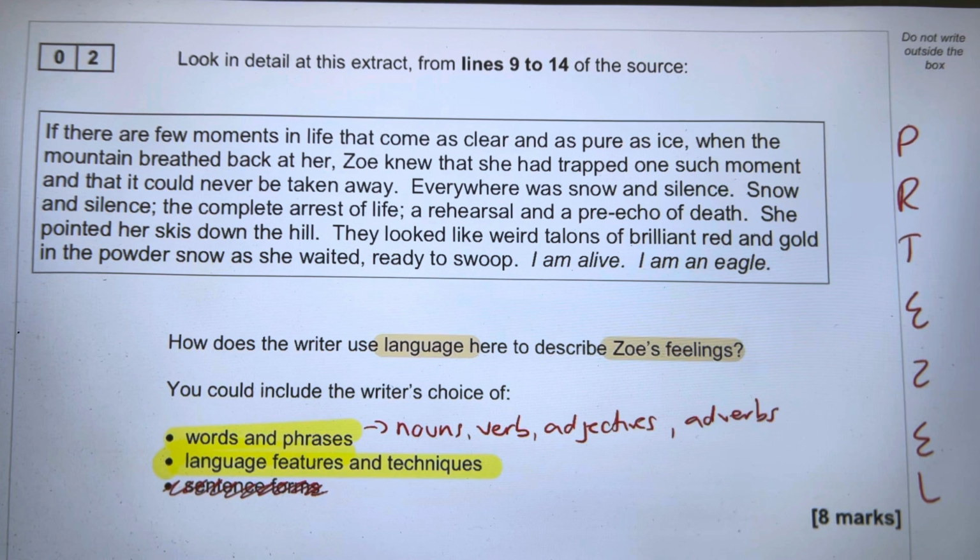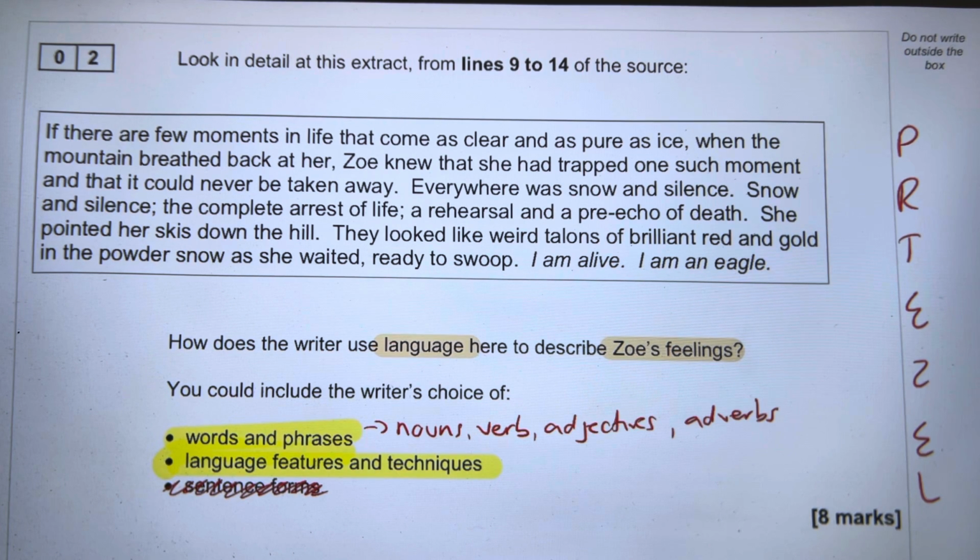Okay, cool, perfect. Now, what must I do first? I must find 2 quotes focusing specifically on her feelings, guys. Do not get lost in the question. Don't start talking about the weather if the weather doesn't link to Zoe's feelings. So everything I must now find must be linked to her feelings.